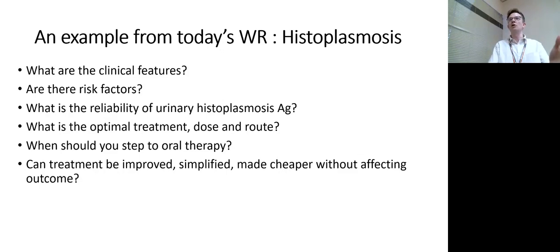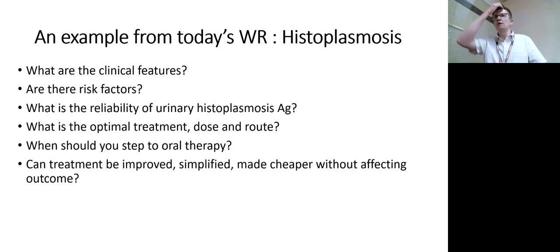I'm trying to find an example about how we can think critically about an everyday problem, because seemingly histoplasmosis is an everyday problem. What are the actual clinical features? How do these people present? Is that well described in the literature? What are the risk factors for? Are there any risk factors? What is the reliability of the urinary histoplasma antigen? Has that been definitively tested? Can we test that here?